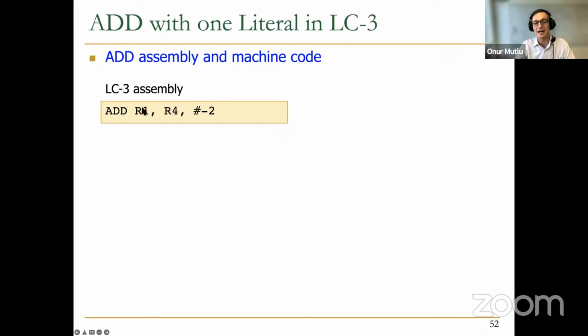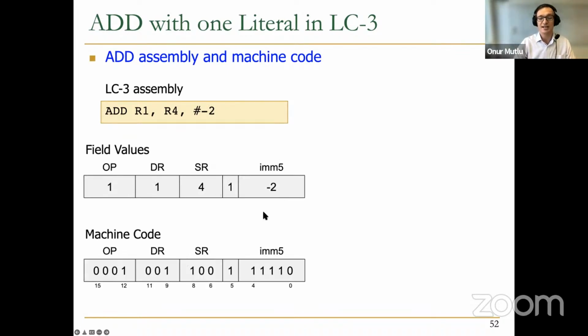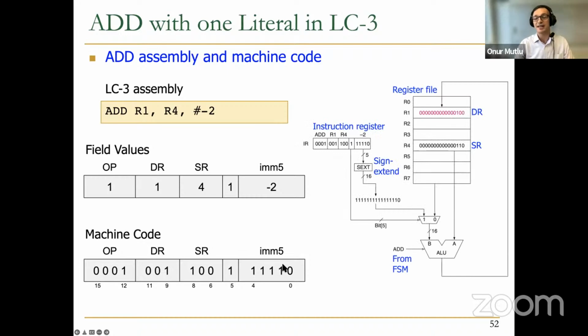Okay, so this is the assembly and machine code of ADD with one literal, basically. This is an example: ADD R1, R4, plus -2. -2 is the immediate that's encoded. And this is the encoding of the instruction, as you can see. And this is the machine code. You can convince yourself that this is correct. This is very easy to verify. It's correct, actually. And this is how it gets executed. So let's take a look at the execution of this now.